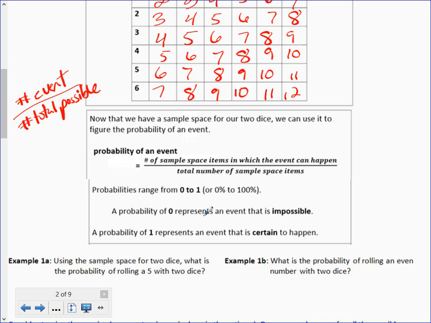A quick review here. Probability can range from 0 to 1, or 0% to 100%. We'll write every answer as either a fraction or a percent. If the probability is 0, that means it's impossible. If the probability is 1, it is definitely going to happen.